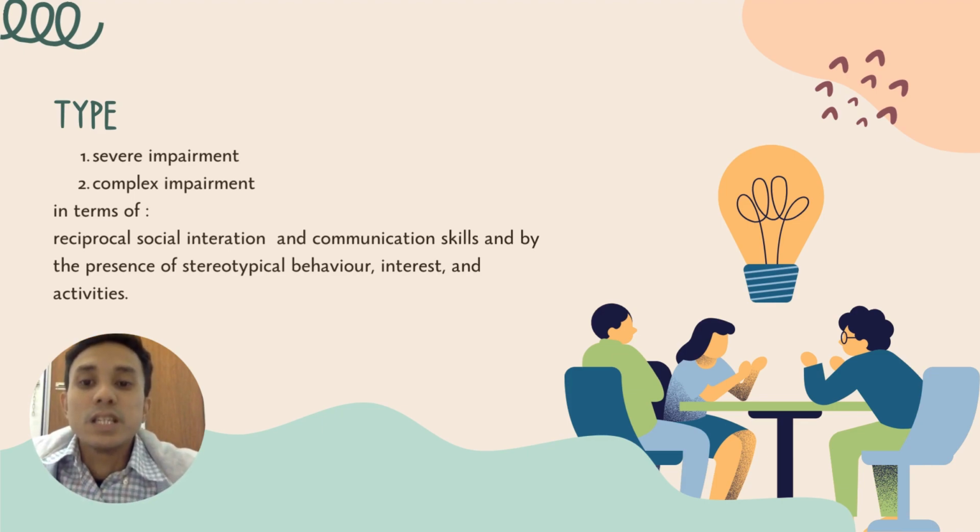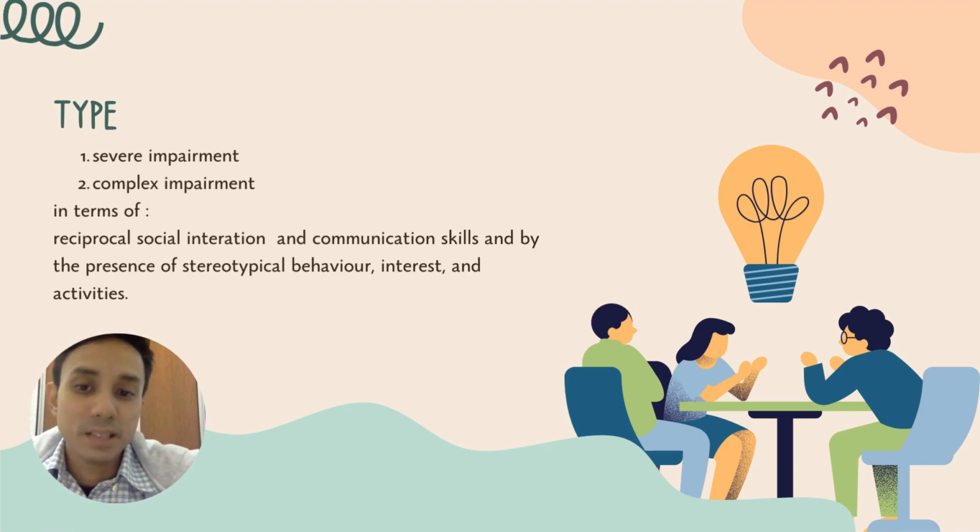It is characterized by severe and complex impairments in terms of reciprocal social interactions, communication skills, and also by the presence of stereotypical behavior, interests, and activities. So autistic children have severe and complex impairments in reciprocal social interactions, communication skills, and stereotypical behavior, interests, and activities.